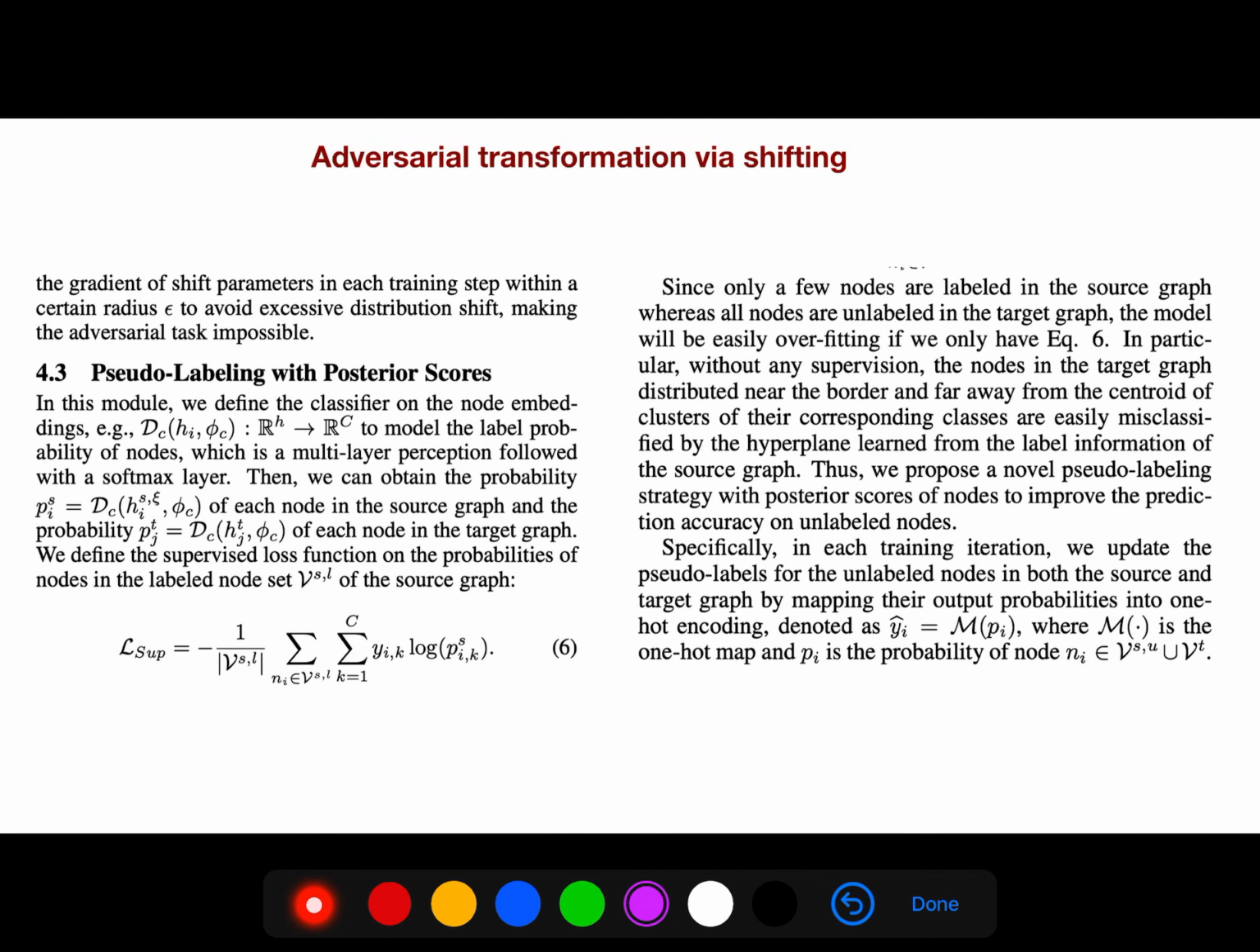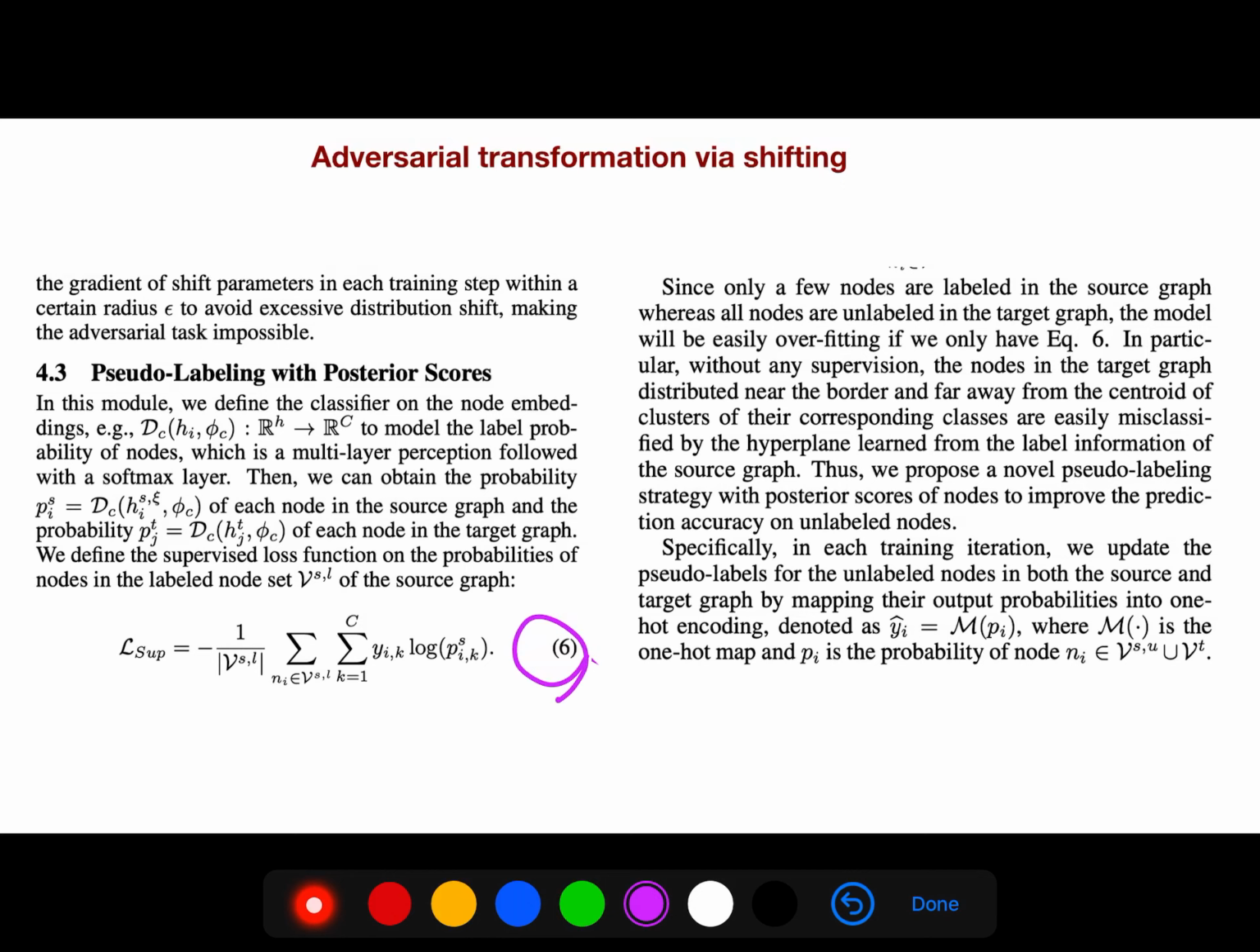So this is the pseudo-labeling with posterior scores. We define the classifier on the node embeddings to model the label probability of nodes, which is a multi-layer perceptron followed by a softmax layer. Then we can obtain the probability of each node in the source graph and the probability of each node in the target graph. Since only a few nodes are labeled in the source graph, whereas all nodes are unlabeled in the target, the model will easily overfit if we just use this equation.